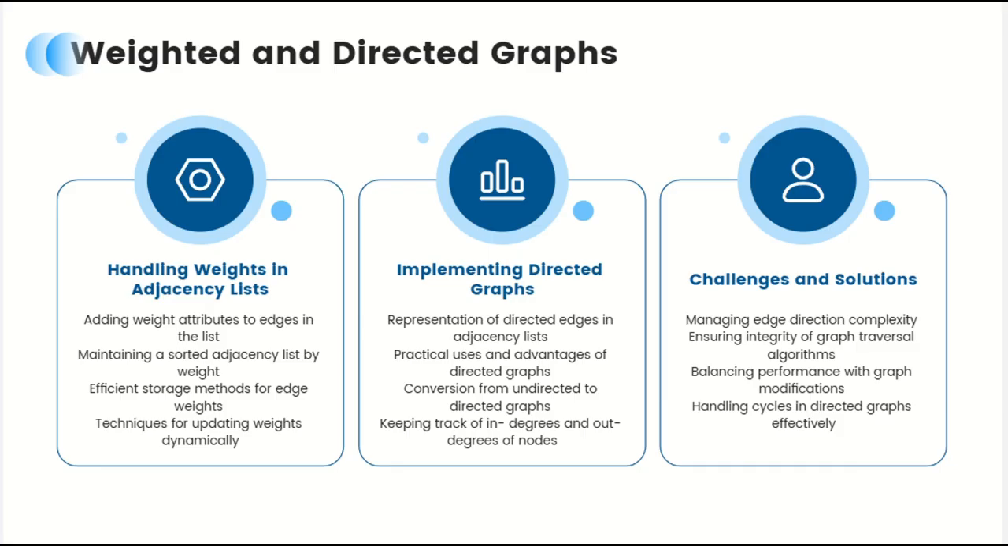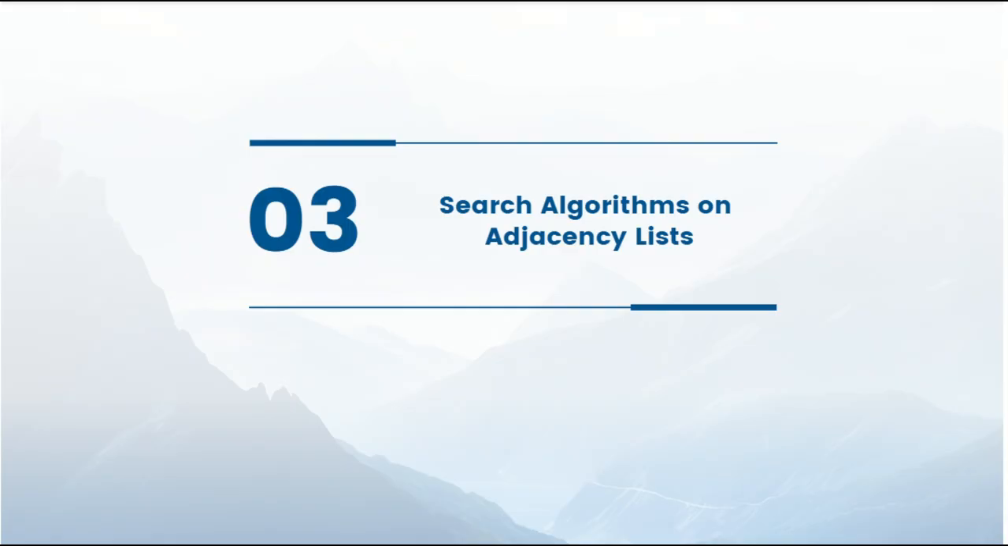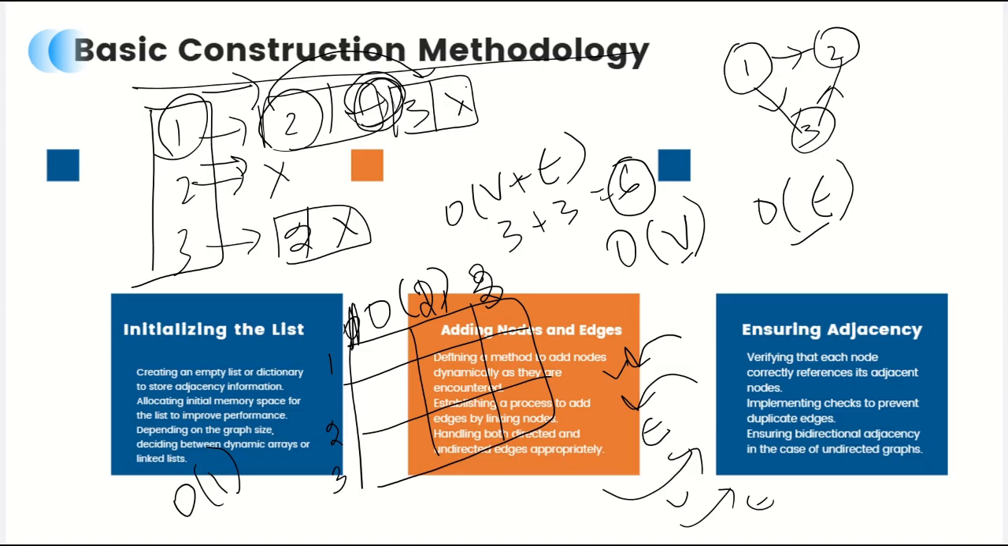Now, the advanced topics are nothing but weighted and directed graphs. Adding weight attributes to the edges in the list will cause a little constraint, and maintaining a sorted adjacency list by weight will be a little constraint here. But efficient storage methods for edge weights are also possible in an adjacency list. We can also implement directed graphs, as we have seen in this example of a directed graph, showing how an adjacency list can be implemented for directed graphs.